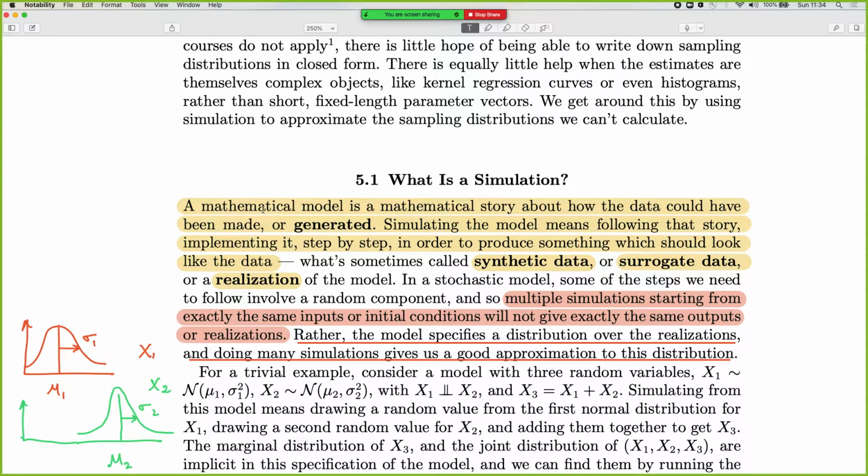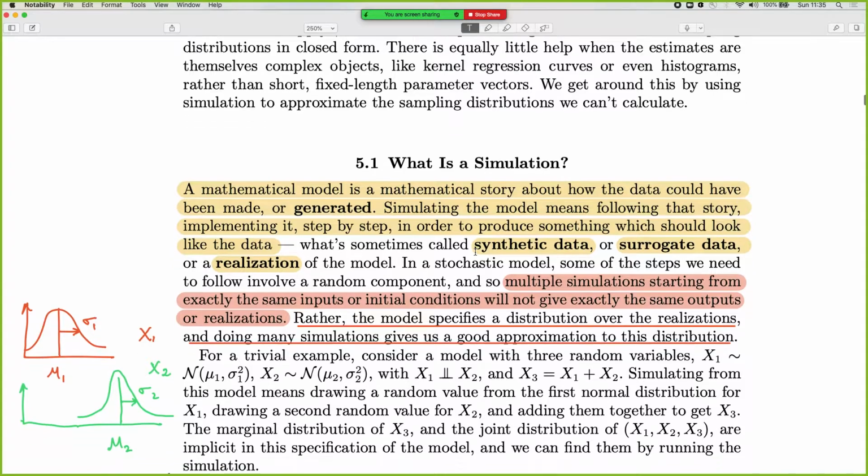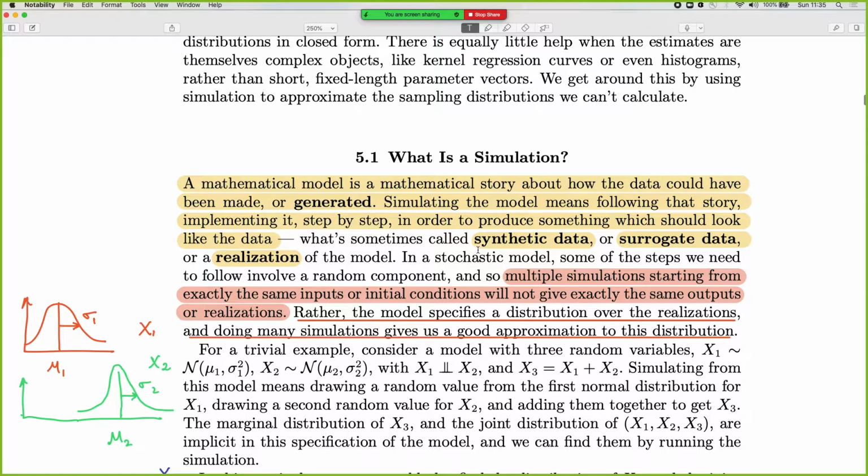So I like the way he writes about this. A mathematical model is a story about how the data could have been generated. Simulating the model means following that story, implementing it step by step in order to produce something that looks like the data. Sometimes we call it synthetic data, sometimes surrogate data, or surrogate models also, or a realization of the model.